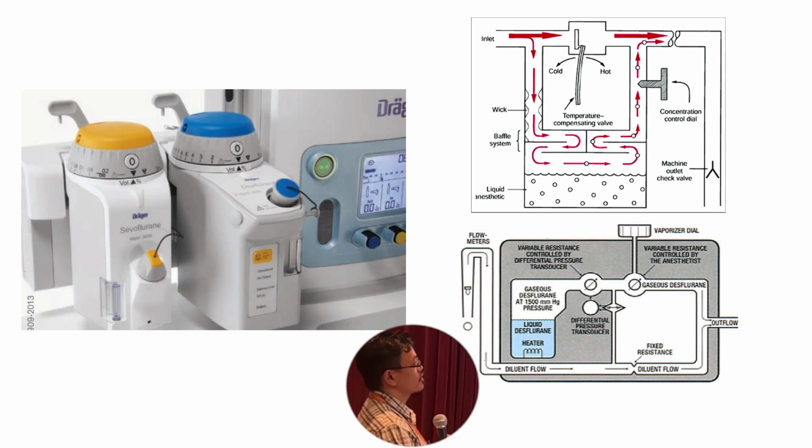So you're going to set how many percent, but how much is being released will depend on the differential pressure transducer. Of course, if you're going to put a high fresh gas flow, there's going to be a lot of pressure difference, and therefore more desflurane is going to be mixed in order to achieve the desired concentration. As compared to a low fresh gas flow, a low differential pressure, then the variable resistance here will be adjusted, and there will be higher resistance, so less release of pressurized and heated desflurane into the output.